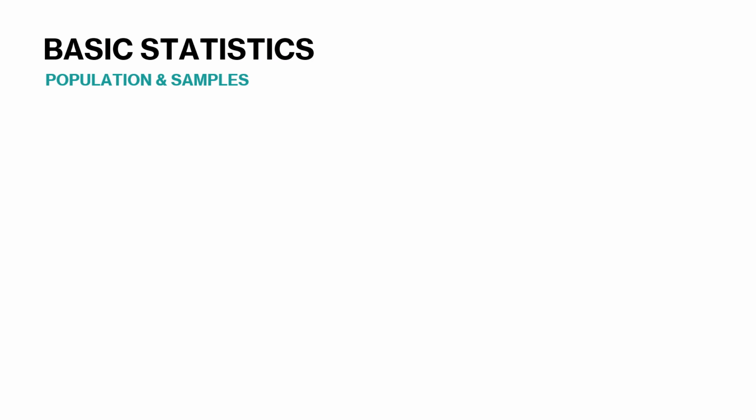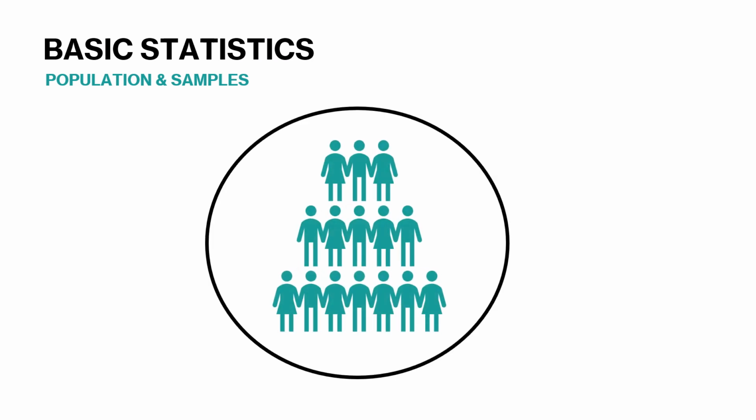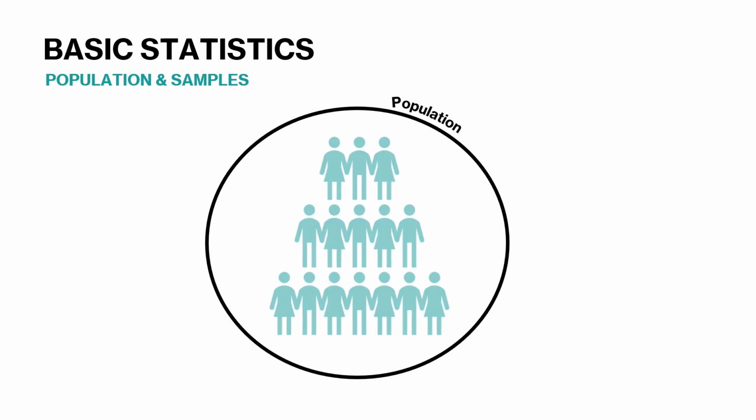Population and samples. Population is the totality of all observations or individuals in the study. Size of the population indicates the number of observations in total.